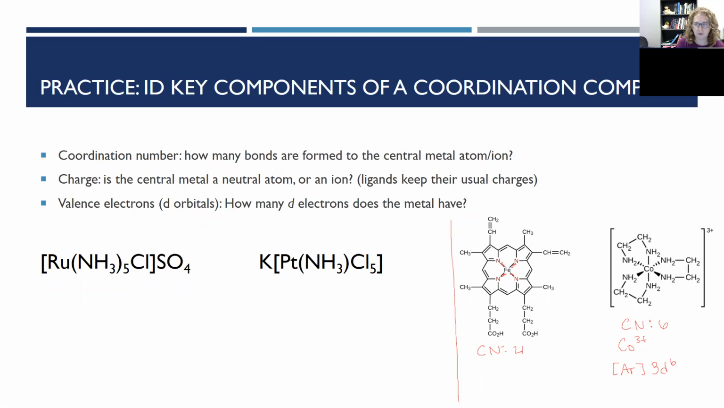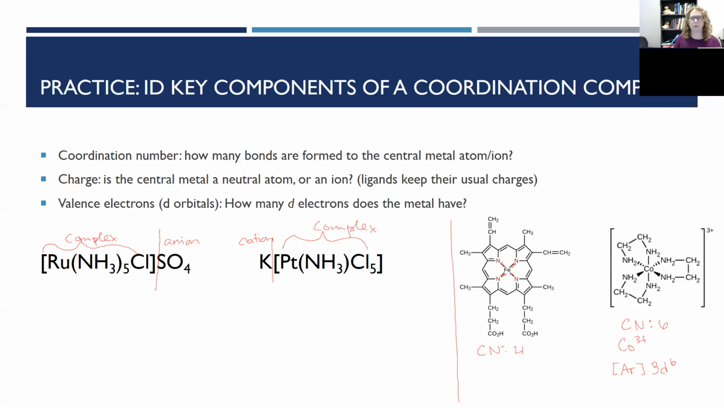And I'll let you pause the video and try this in a second, but what I need you to understand about the way that we draw coordination complexes is that the thing in the brackets is the complex. So I purposely picked 2 versions where I've got a complex with an anion or a complex with a cation. You need to be able to separate those 2 to do this properly. So the thing in the brackets is the complex. That's what you'll use for the coordination number, for the charge, and for the valence electrons.